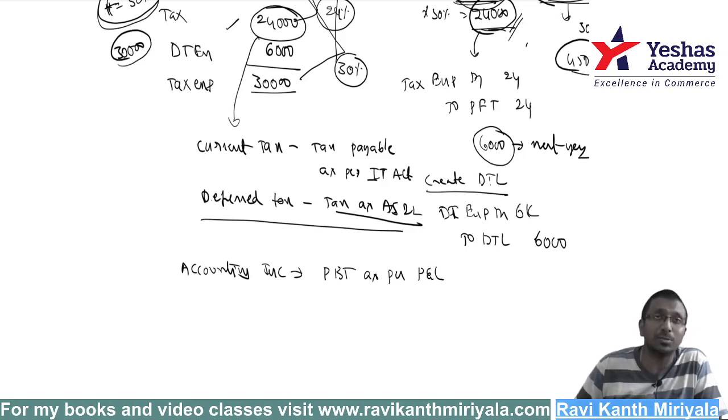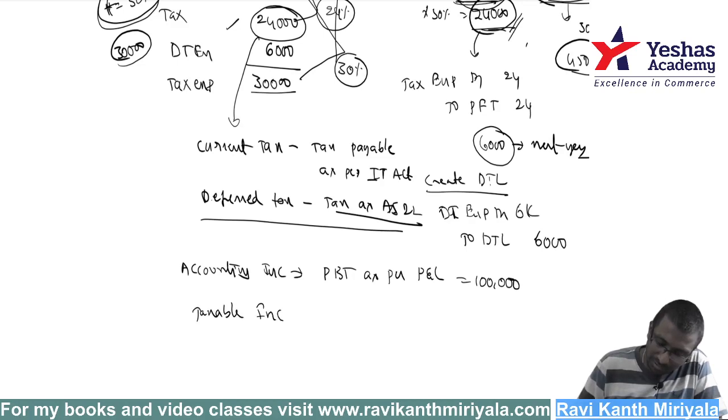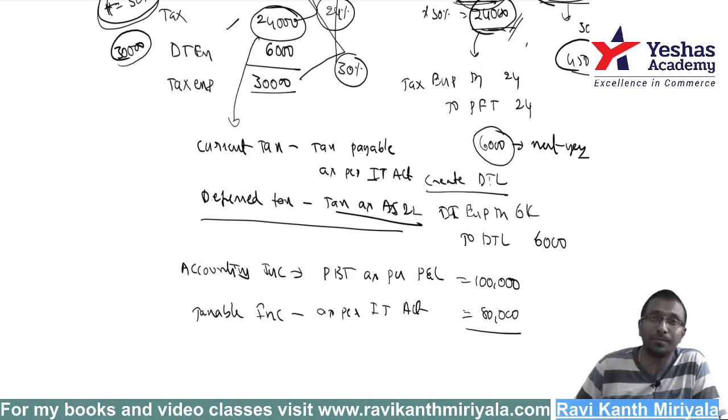Profit before tax as per P&L is equal to, in my example, let me say 1 lakh. What is taxable income? This is as per the Income Tax Act. Let us say that is equal to 80,000.